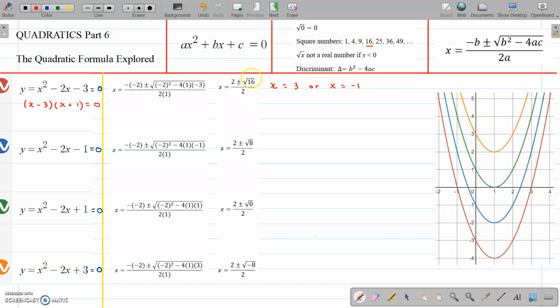So all that's telling us is that we could have factorized it. We chose to use the formula. We got the exact answers from the formula, and we can see on the graph that it all matches up.